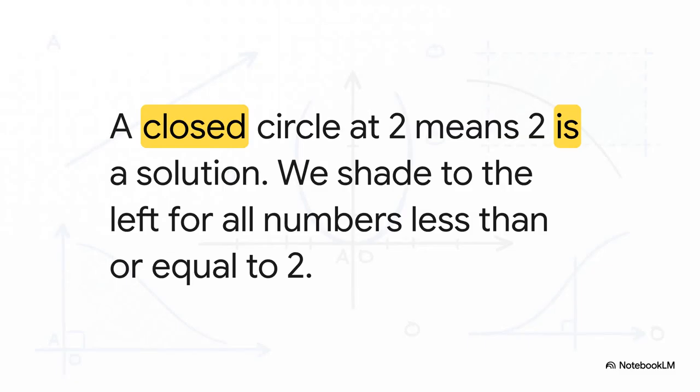Now let's contrast that. If we have x is less than or equal to 2, that "or equal to" is the game changer. It means 2 itself is a valid solution. So this time we put a closed circle on the number 2. We fill it all the way in, and then we shade all the numbers to the left of it. That solid dot tells us, yep, this point counts.